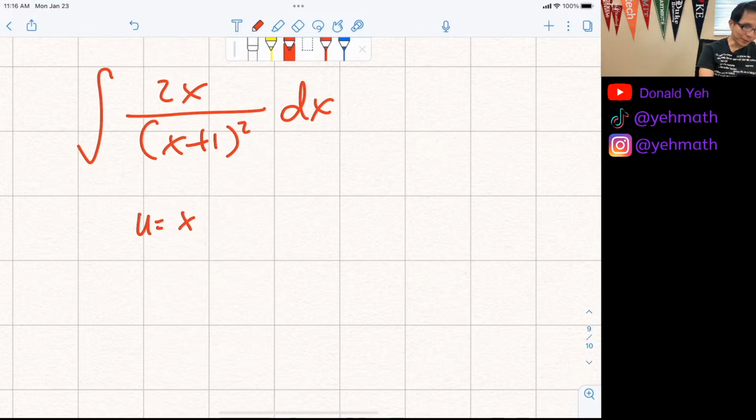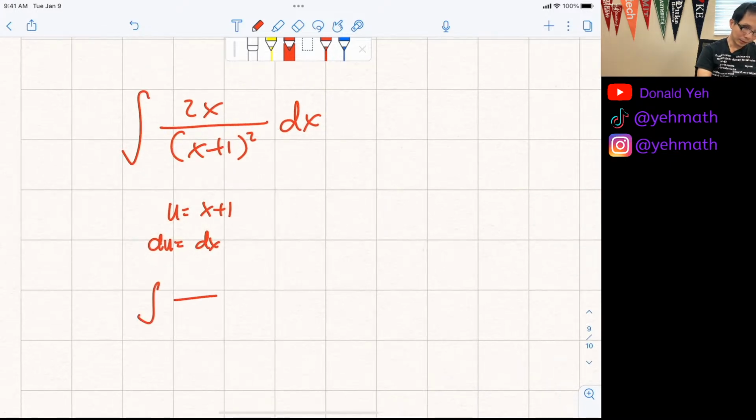u equal to x plus 1. Hopefully you guys led to that. And also needed a back substitution. Pay attention. du equal to dx. Well, this so far is okay. It's gonna be u squared. This is a du. And this part is 2x.